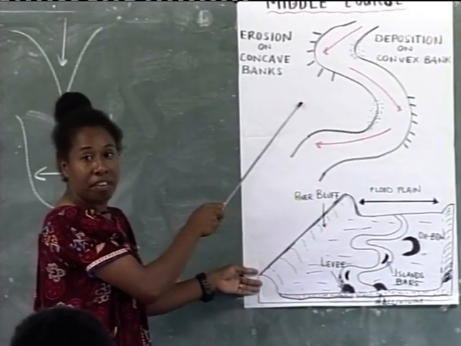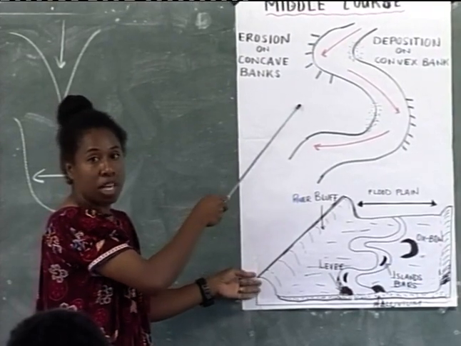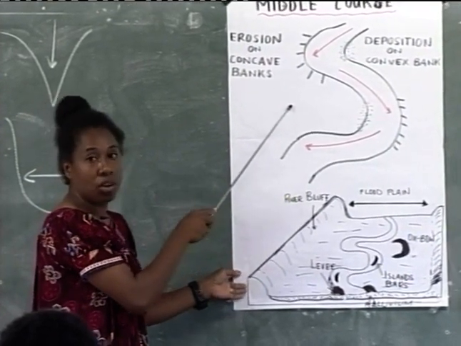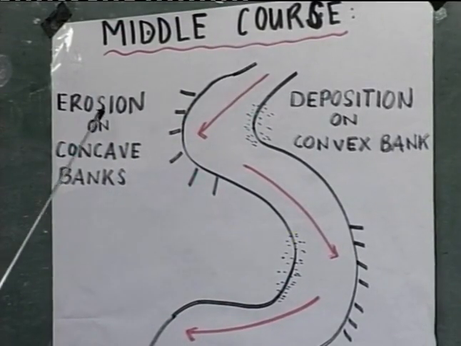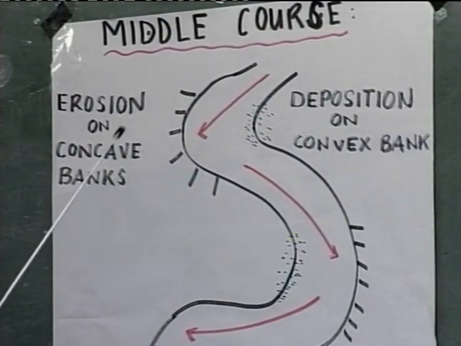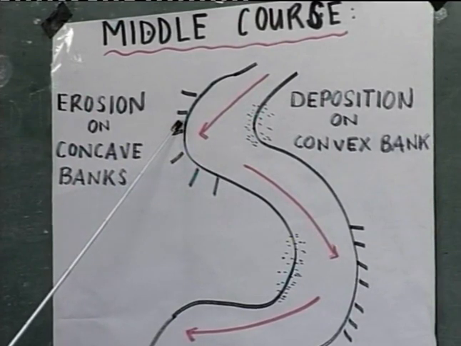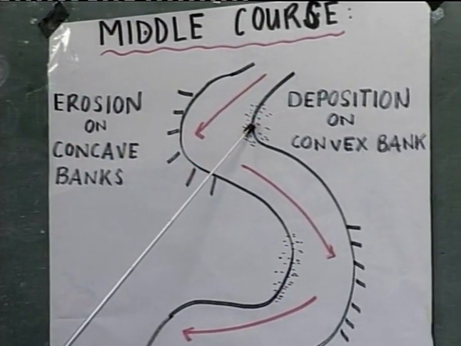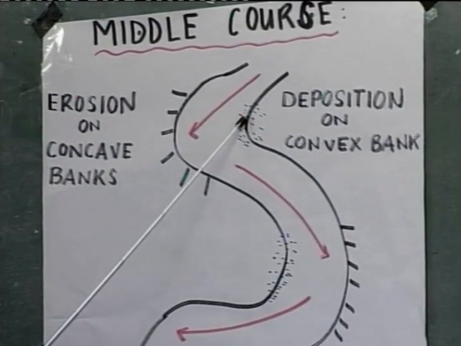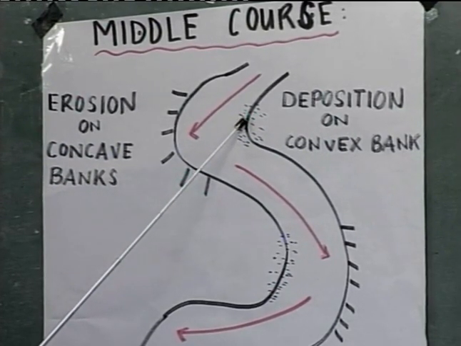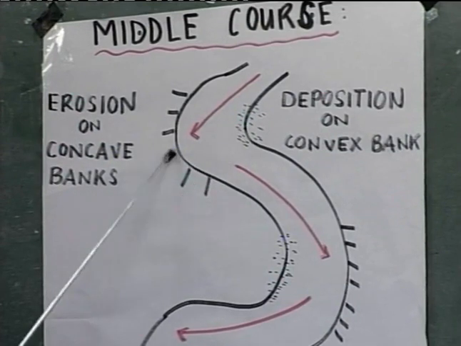In stage 2, U-shaped valleys are created, and the U-shaped valleys are created as a result of lateral erosion. In this particular stage, erosion becomes dominant on the concave bank. Meanwhile, on the convex bank, deposition starts to form. In deposition, slip-off slopes are formed. In erosion, river cliffs are formed.